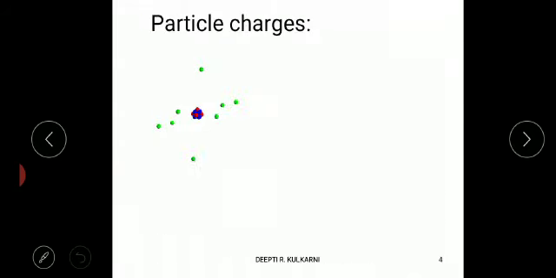So here you can see the slide clearly. Red colored and blue colored spheres indicate that protons and neutrons are in the nucleus. Both are located in the nucleus, and green colored spheres indicate electrons which are revolving around the nucleus.